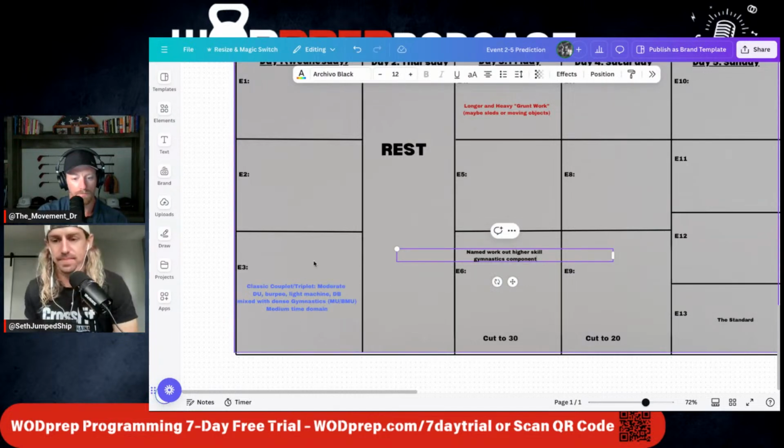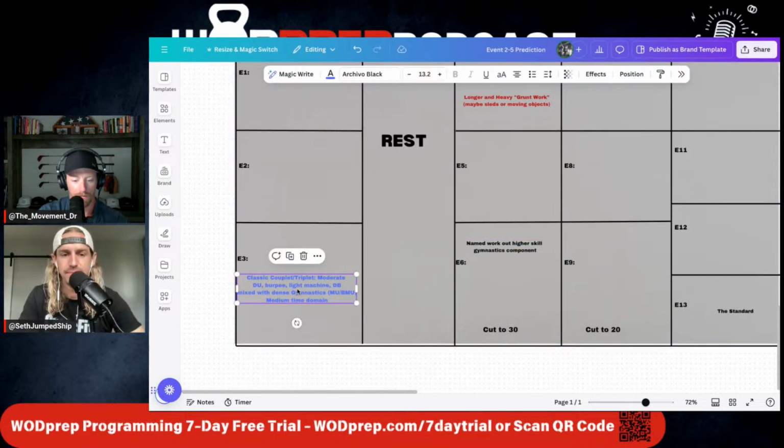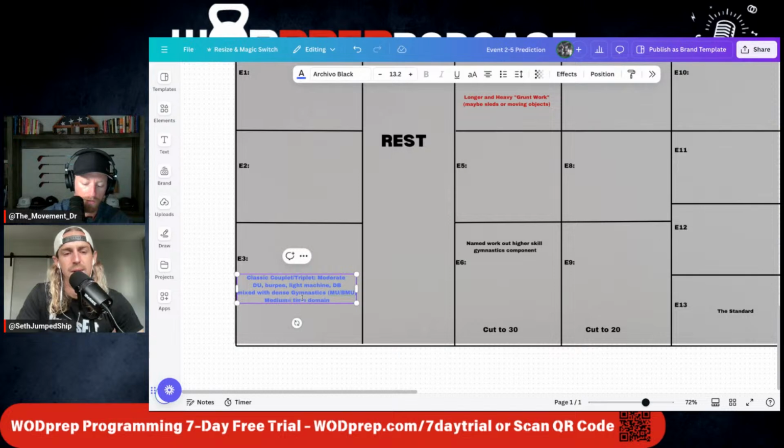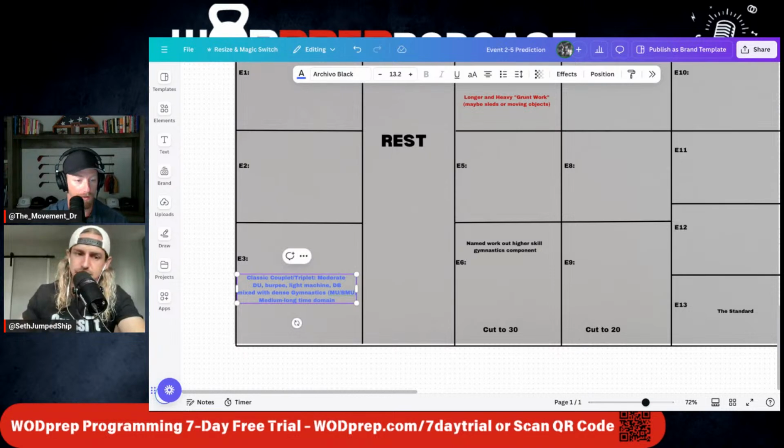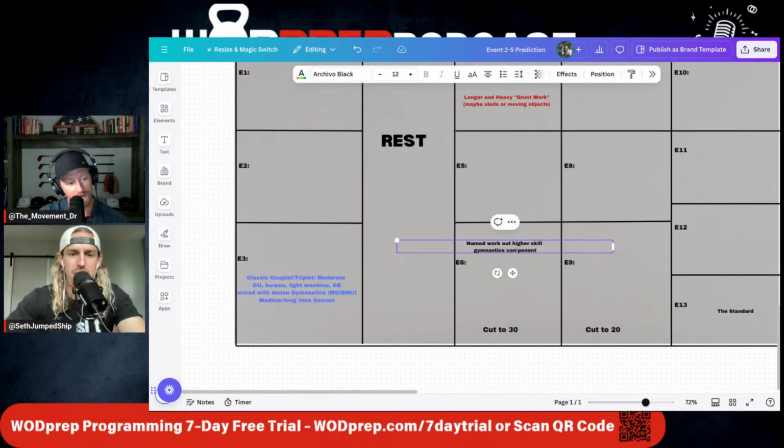Cool. Yeah, maybe this one's a little longer, right? This is a medium long time domain, more rounds or more volume, mixed with maybe even a moderate aerobic component. And this is barbell gymnastics. Yeah, but with a higher skill, traditional barbell gymnastics pairing.